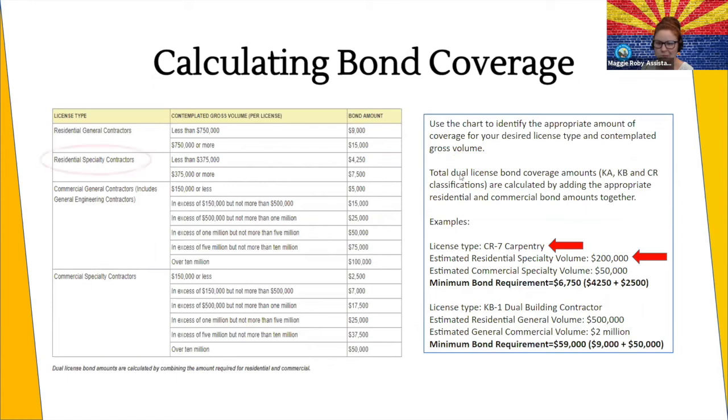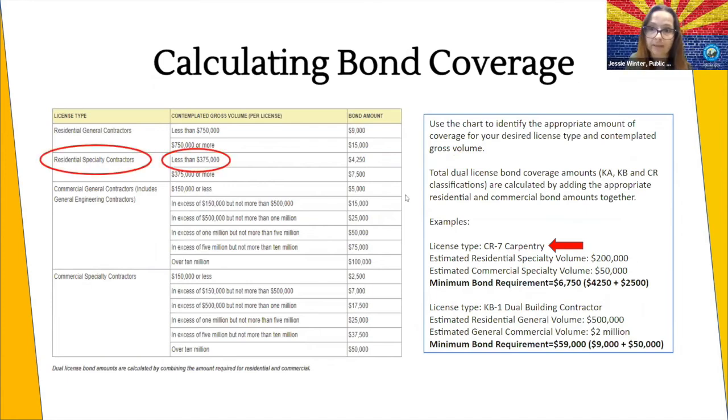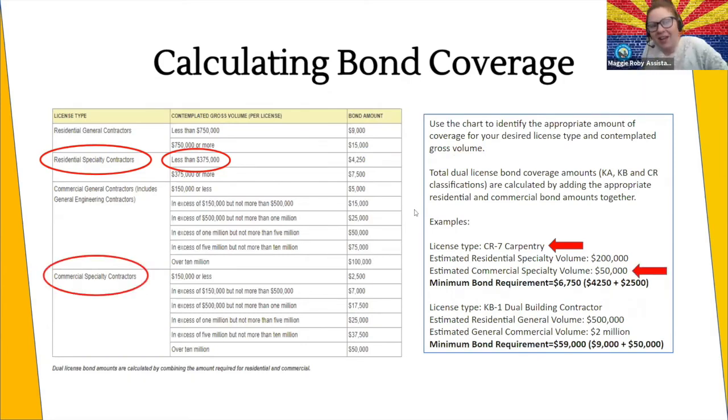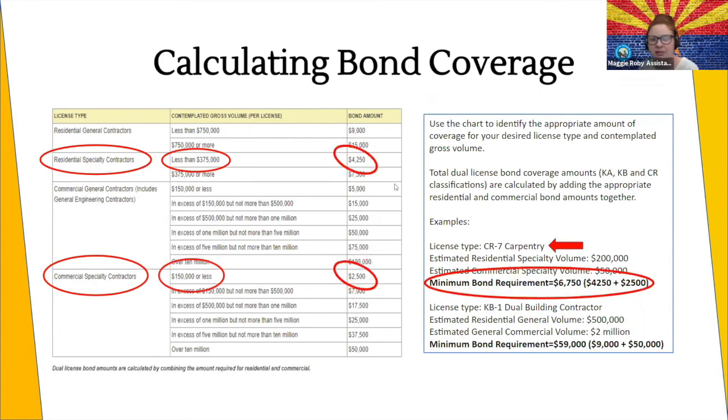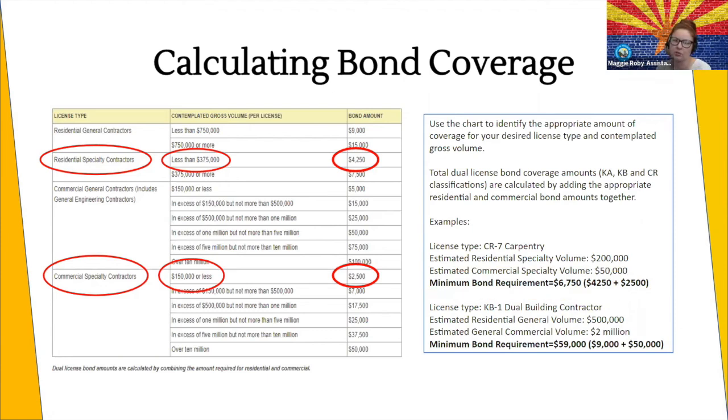We do have a question from Corey. What if working on personally owned properties like septic tanks and carpentry, are bonds still necessary? Yes. In order to have an active license, you have to have an active bond on your license. If you do not have an active bond on your license, then you are not able to contract.